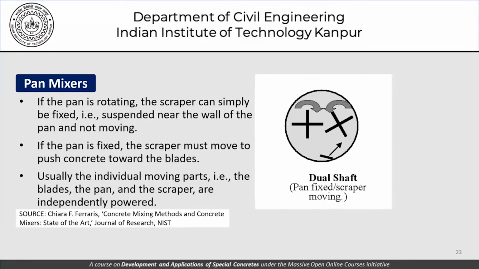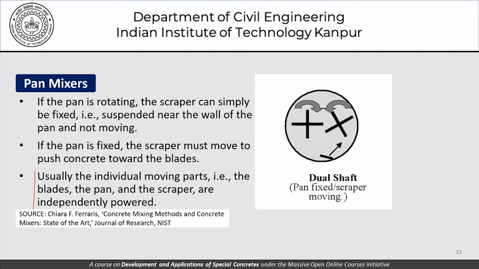Now continuing our discussion of pan mixers, if the pan is rotating, the scraper can simply be fixed. That is, it can be suspended near the wall of the pan and not moving. If the pan is fixed, however, the scraper must move to push the concrete towards the blades, and usually the individual moving parts, that is the blades, the pan and the scraper, are independently powered. That's something which we must bear in mind, that the individual moving parts, whether that's the blades or the pan or the scraper, are all independently powered.